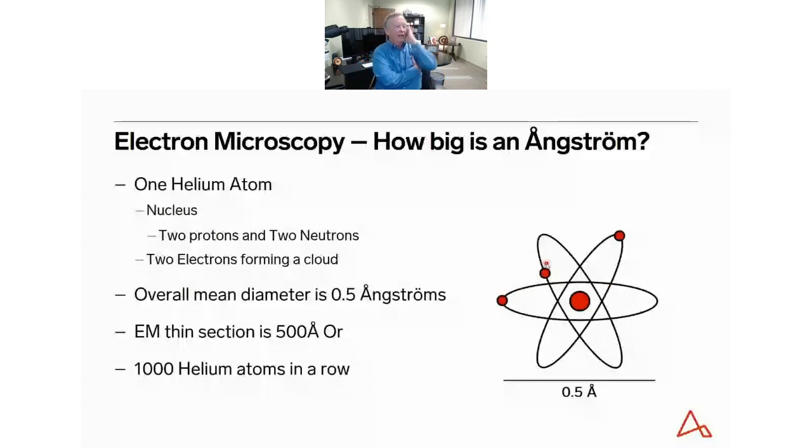Well, just how big is an angstrom? An angstrom, it's 2 helium molecules next to each other. And we're cutting this thing at 50 angstroms. That's 1,000 helium atoms in a row. That takes skill.